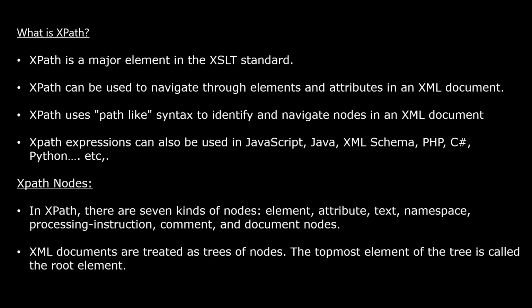After that, XML documents are treated as trees of nodes. The topmost element of the tree is called the root element. I will show you a small piece of XML code in our next slide. XML documents are treated as trees of nodes because an XML file contains several kinds of nodes. For all these nodes there is one root element, which is called the root tag.